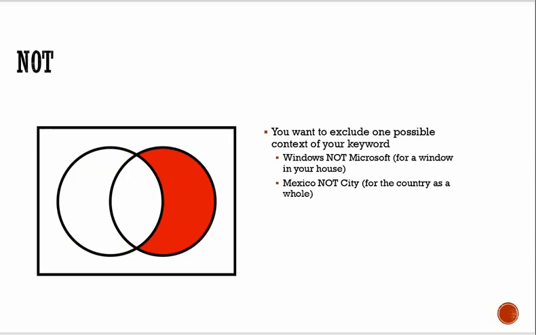Use not to combine your search terms if you want to exclude one possible context of your keyword. For example, searching Windows not Microsoft will bring back articles that are about the kind of windows that are in your house or your car, but not those that are about the Microsoft operating system.